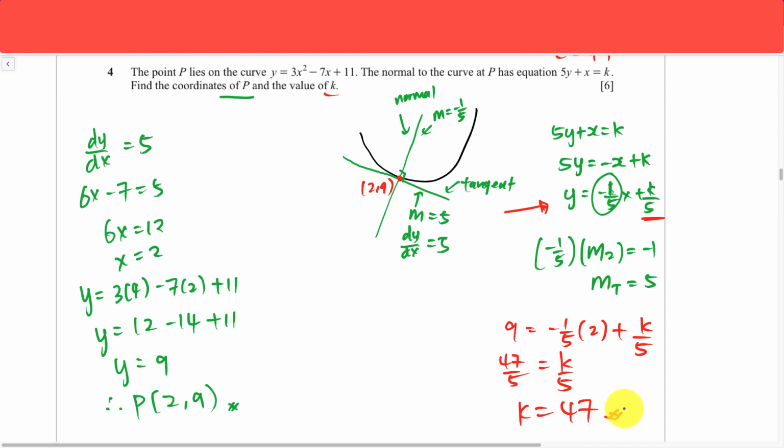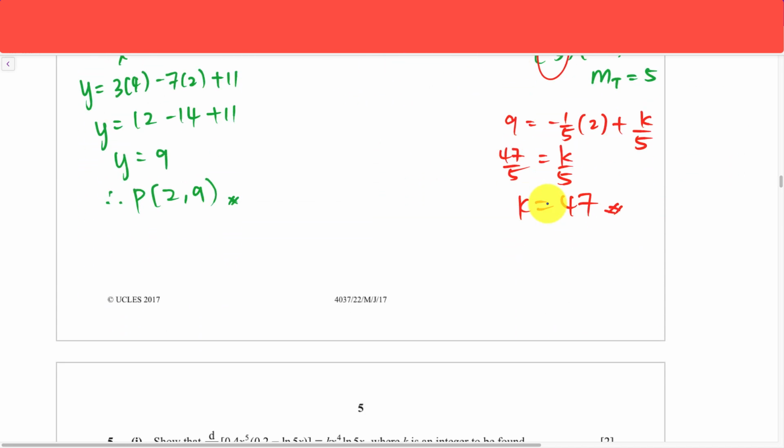So you need to understand what is the meaning of normal to the curve. You need to change it into y equals mx plus c in order to get the gradient. After you get the gradient, you know the gradient of the normal is not so useful for you, because you need to find the gradient of the tangent. Therefore you will do m1 m2 equals negative 1, because you know the normal is always perpendicular to the tangent. Alright, so let's move on to the next question.